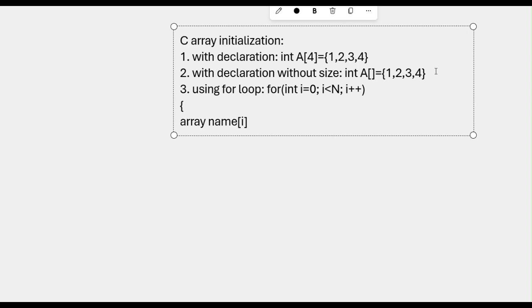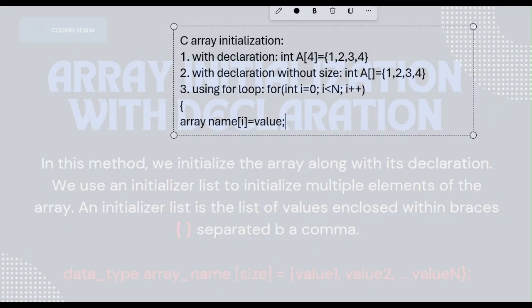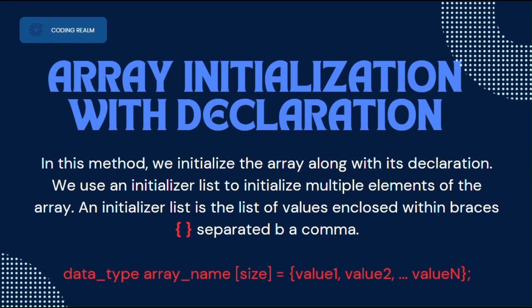Here is the size of this array equal to value. This is how to initialize an array in 3 ways. We can initialize the array with declaration, with declaration but without size, and using the for loop. Initialization with declaration: in this method, we initialize the array along with its declaration. We use an initializer list to initialize multiple elements of the array.